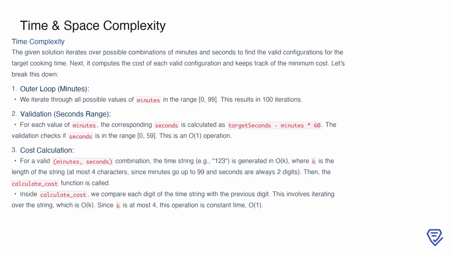Now, when a valid minutes-seconds combination is found, we generate the time string, such as 123 or 0456. This operation depends on the length of the string, which is at most 4 characters, so it takes constant time, O(1). Finally, the calculate_cost function is called to determine the cost of pressing buttons on the microwave. This function involves comparing adjacent digits in the time string, which also operates on at most 4 characters, keeping it a constant time operation. Overall, the work done for each valid time combination is O(1).